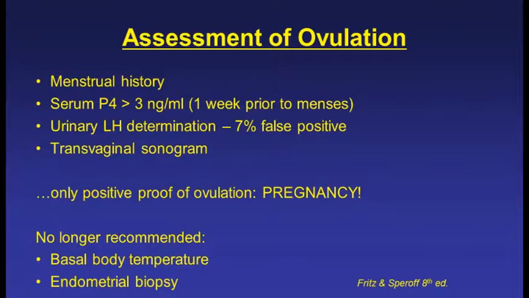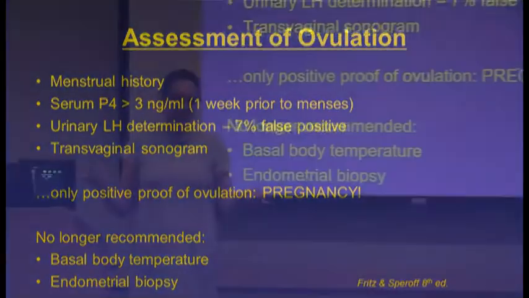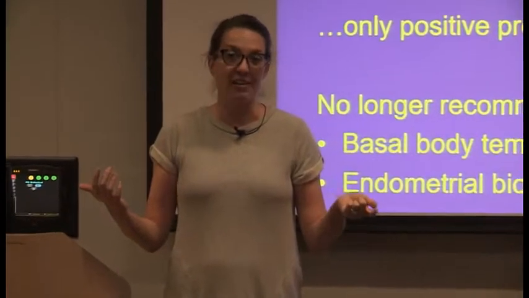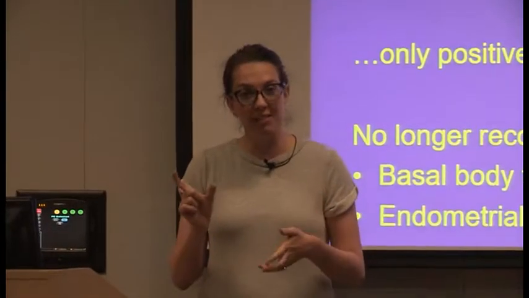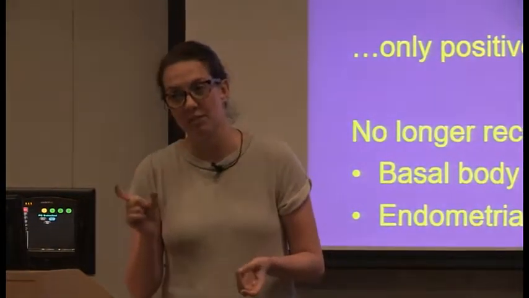Some people do a day 21 progesterone, or 7 days before the expected period. You can see whether progesterone has risen, because it should rise after they've ovulated. But here's the caveat about ordering a progesterone. If they have 35-day cycles and you have them come in on day 21, their progesterone might not be elevated because they haven't ovulated yet, or it's not appropriately timed. It truly has to be 7 days before the expected menstrual cycle.